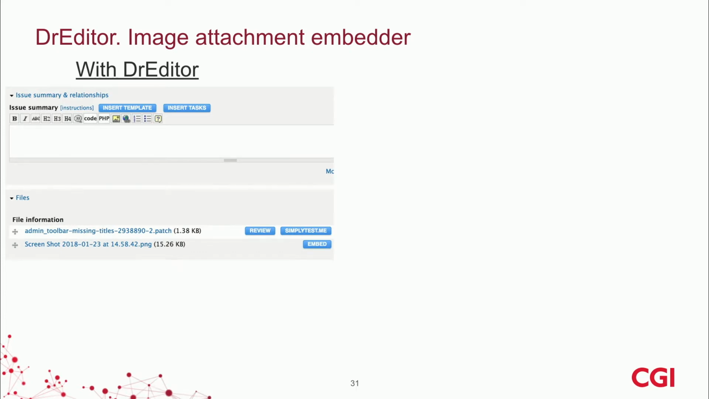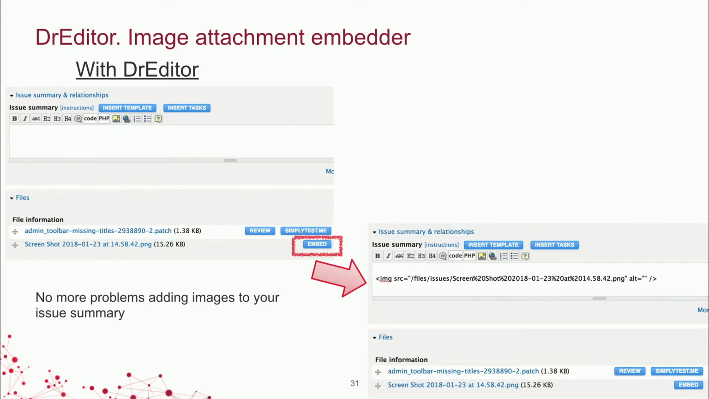And the last functionality is for images. When you load an image, you have a button that says embed. If you click the button, you will have the image in the issue summary. So you don't have to right click, copy image link, and use this button to insert the URL. This will help you a lot also.